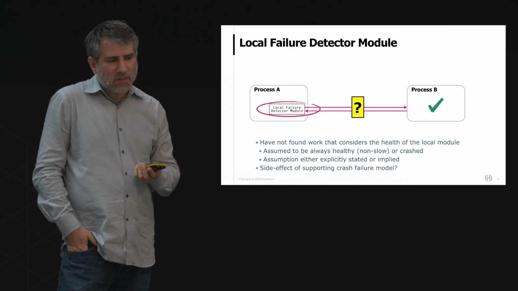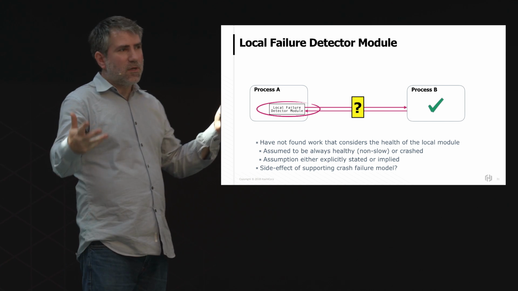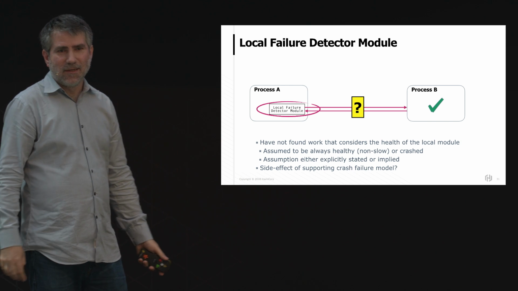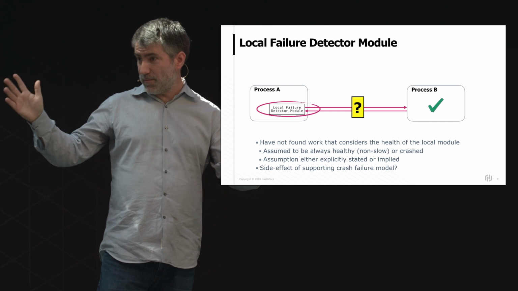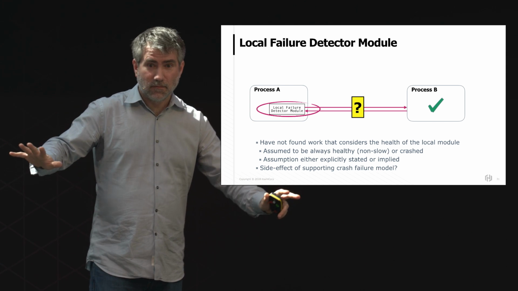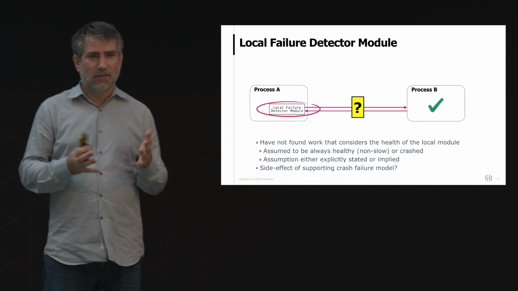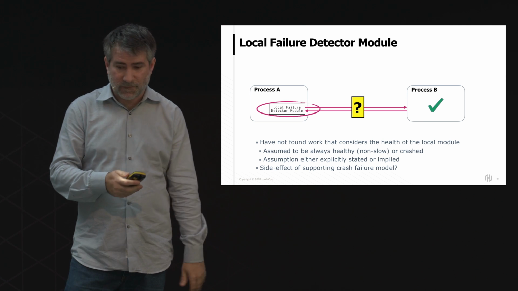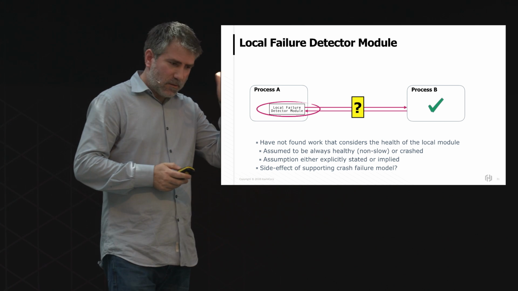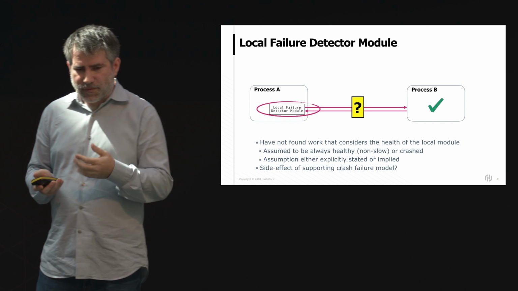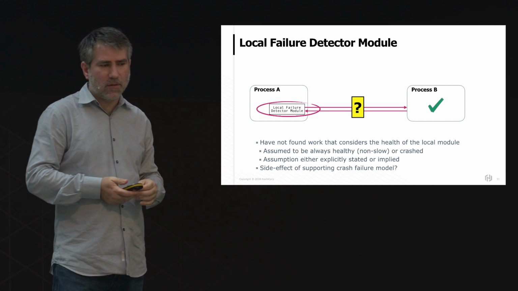And you have to think it's probably just a side effect of supporting the crash failure model. In this world, you're either alive or you're dead. So why would I care about your health? If the failure detector's working, there's no problem. If it's not working, it's gone. So fundamentally, it's interesting how the whole community can adopt the same path for 20 years. So we're now wondering what is the scope of this thing, this local health, and for the first time potentially worrying about the health of the local detector.